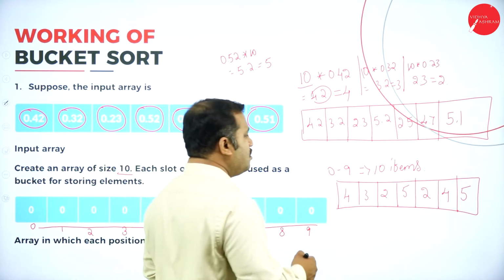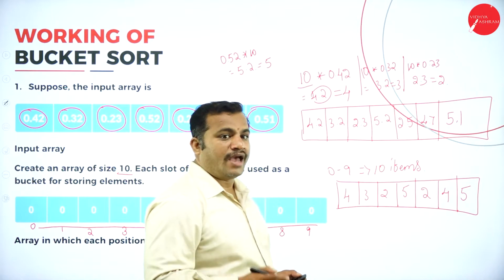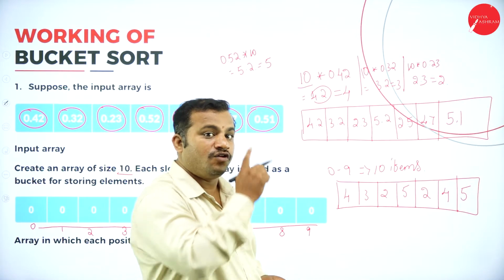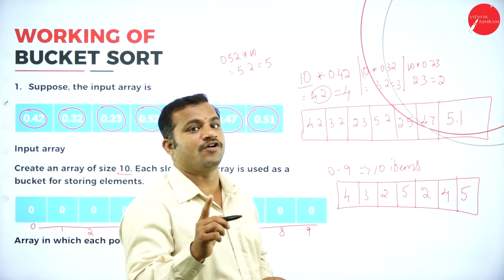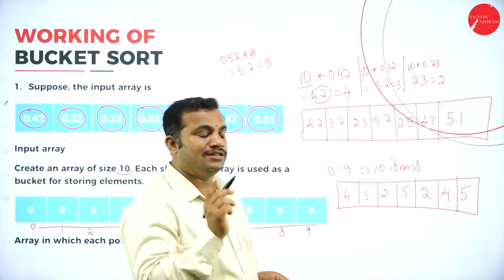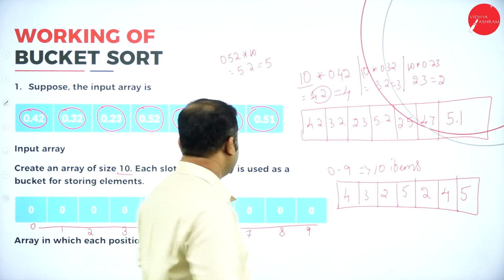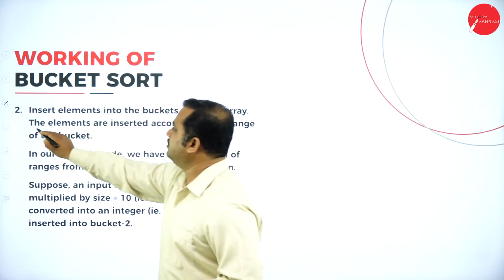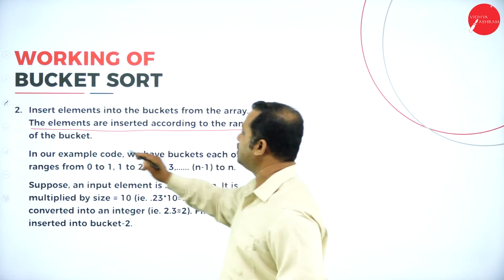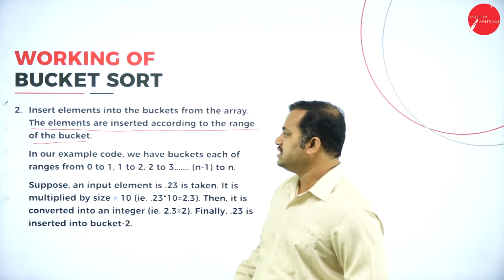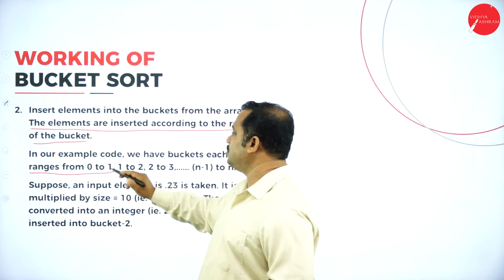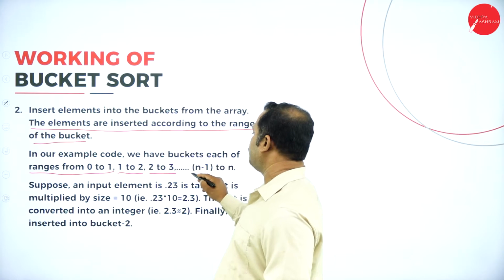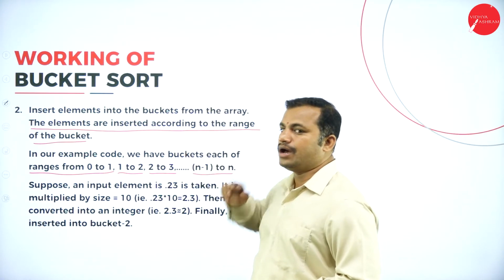In the same manner, what has to be done now? We have to gather the elements. How are we going to gather the elements? Especially for floating point type of data items, that is a topic of interest now. Insert the elements into the buckets from the array. The elements are inserted according to the range of the buckets. That is, in our code, the range is from 0 to 1 into one bucket, 1 to 2 into another bucket, 2 to 3 in another bucket, and so on up to n minus 1 to n into another bucket.